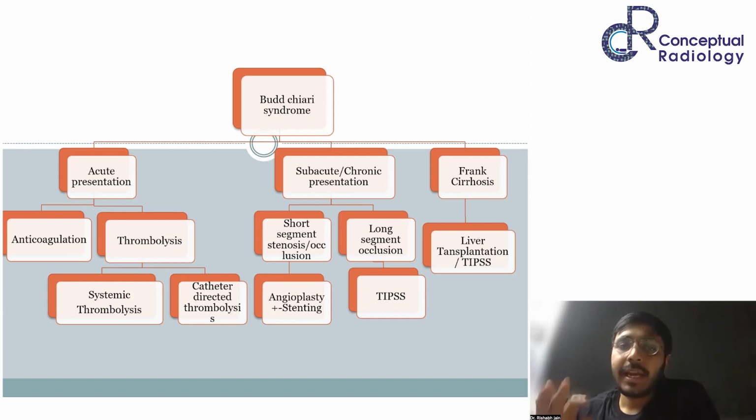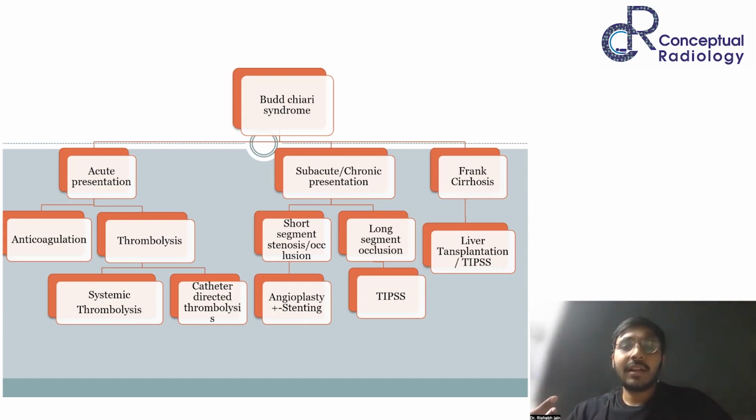In a subacute or a chronic presentation, you have to decide what you want to treat. At whichever level there is blockage of outflow, you open it up. Let's say the IVC is getting stenosed, you open up the IVC. If the hepatic veins are getting stenosed, you open up the hepatic veins. Whichever part of the outflow is obstructed, you open it. Before opening it, you decide whether it is a long segment or a short segment occlusion. If it's a short segment occlusion, our job is simple. We cross the narrowing, inflate a balloon, and do an angioplasty. And if that angioplasty is not sufficient, we put in a stent.